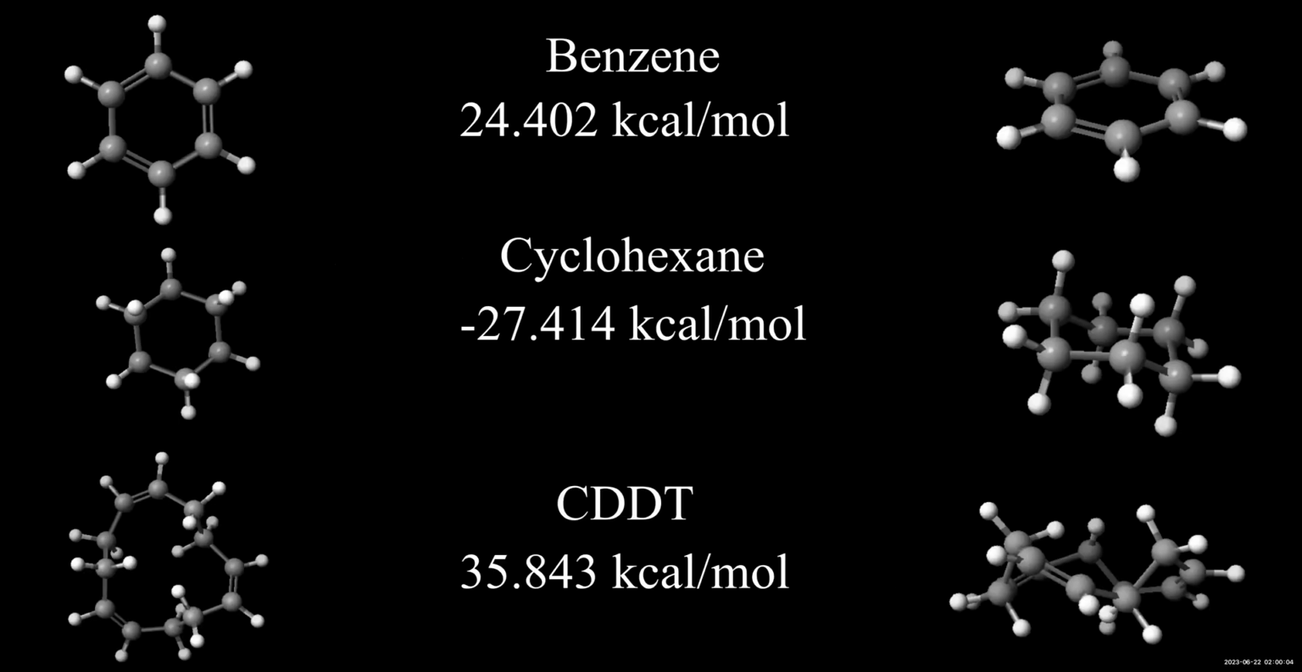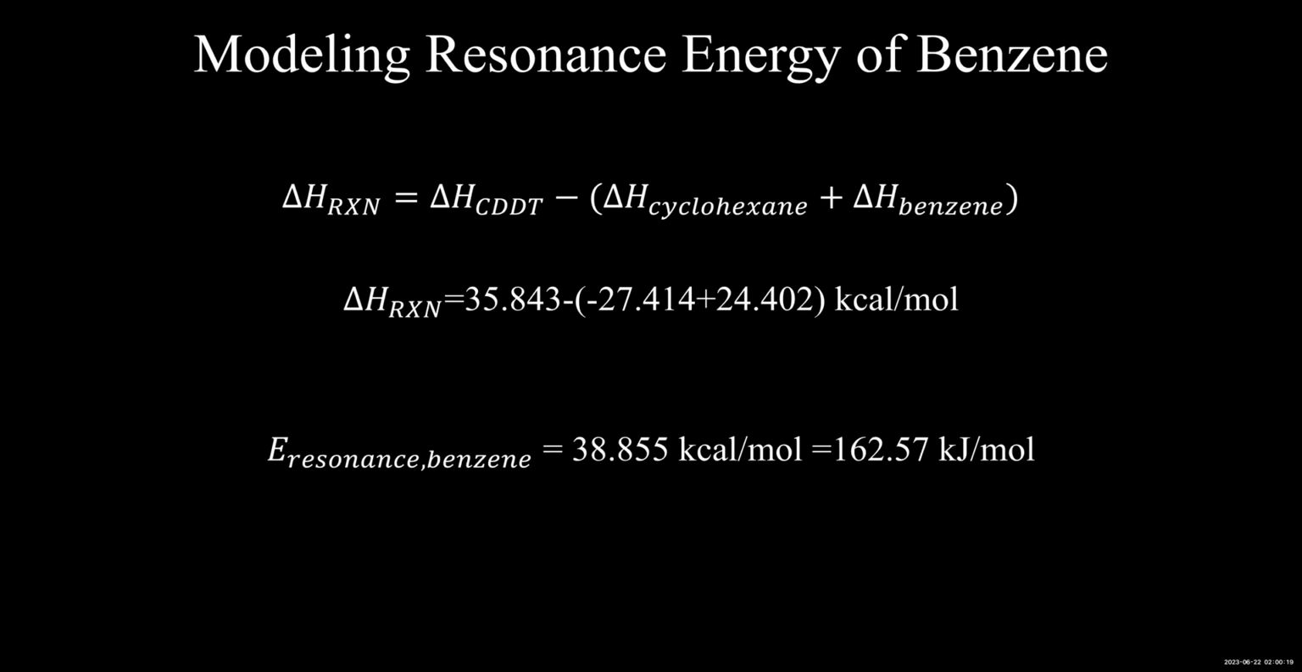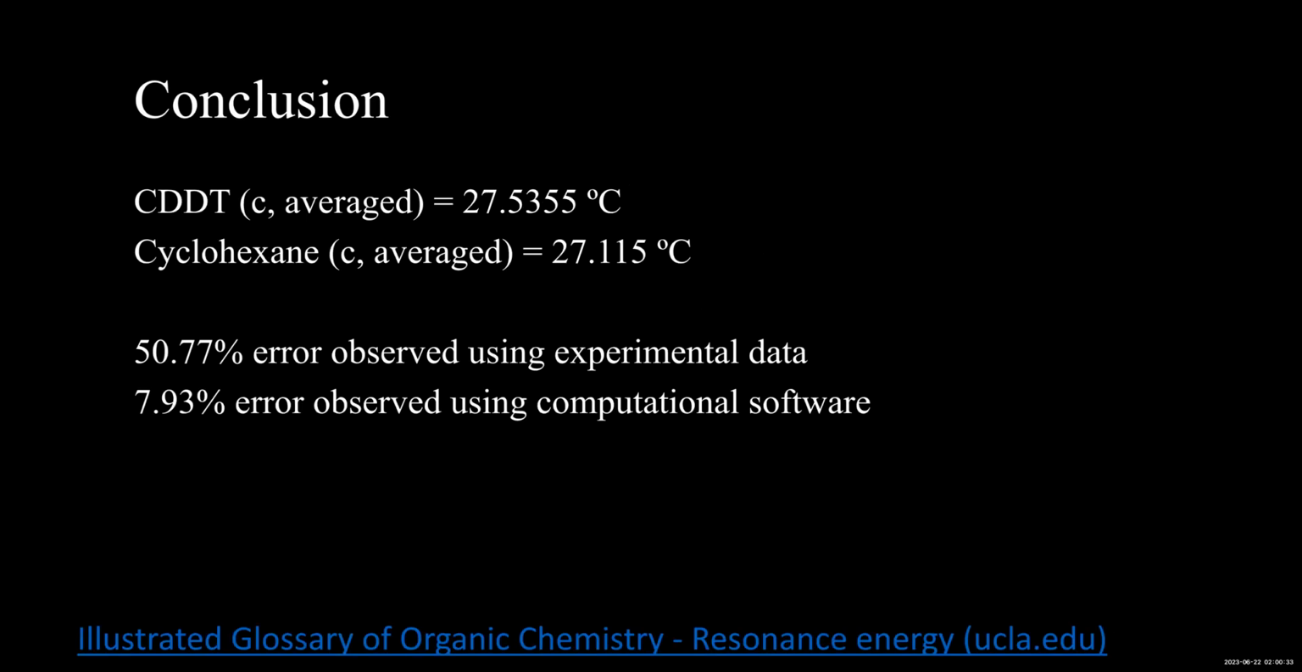And then Sigris modeling software was used to model the molecules and find their theoretical heats of formation, as shown on the screen, along with these cool Sigris models. And then here is the Sigris calculation for the resonance energy of benzene. So the heats of formation were combined to yield a reaction enthalpy of about 38.86 kilocalories per mole.